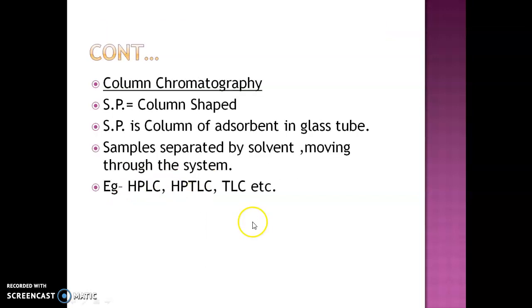Then what is the next type? Column chromatography, in which the stationary phase is present in a column shape. The stationary phase is an adsorbent packed in a glass tube, and the sample is separated by the solvent moving through the system. Examples are HPLC, HPTLC and TLC.